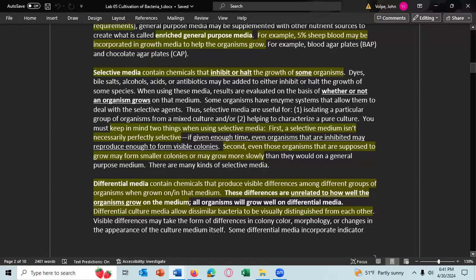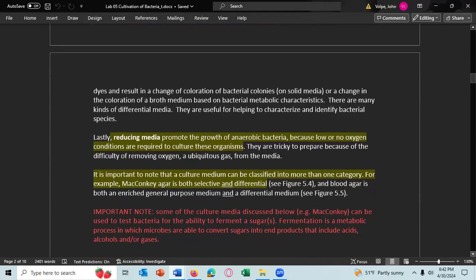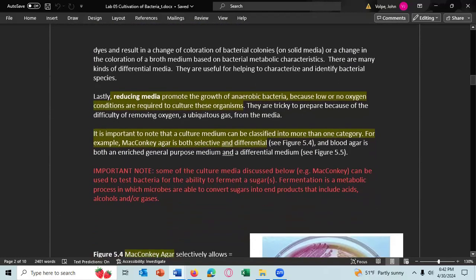An example of a differential media is blood agar, which allows you to differentiate between a hemolytic organism and a non-hemolytic organism. A hemolytic organism is one that can lyse red blood cells. Non-hemolytic is an organism that does not lyse red blood cells. Any question about that? All right.